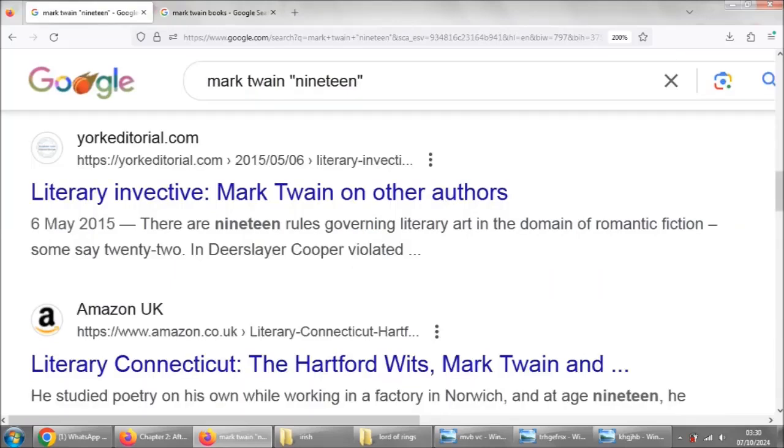Yes, there is a secret for the success in literature and art. He even says it, so you could read this in the own words of Mark Twain. What does he himself say? There are 19 rules governing literary art in the domain of romantic fiction. Some say 22. But basically, there is a 19 code or 19 rules in literature and art.